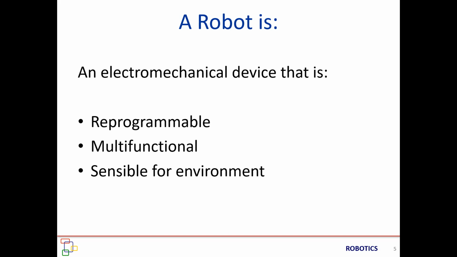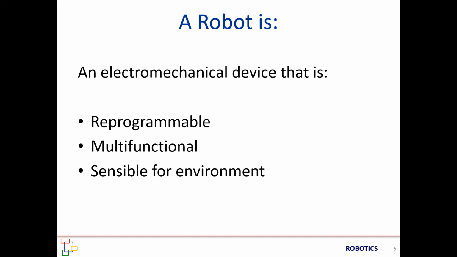Reprogrammable means I can assign a work to a robot. There are two options: I've given it a command, and the robot will either do the function or not do the function. There is a yes and no. So there is a reprogrammable option here. Multifunctional means it will be able to do different actions or multiple functions at the same time. And sensible to the environment means it should respond to its environment.